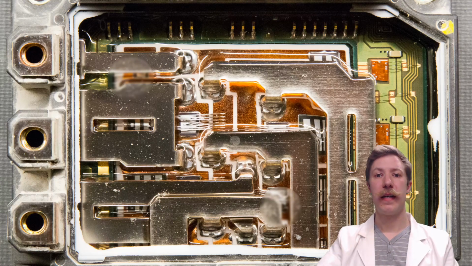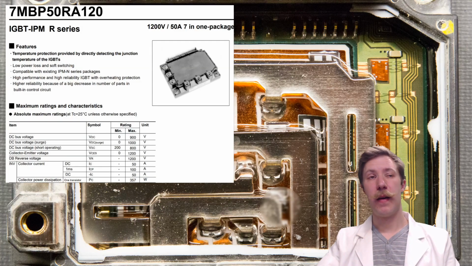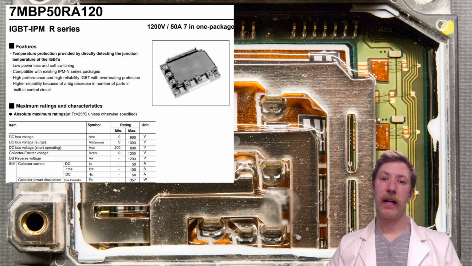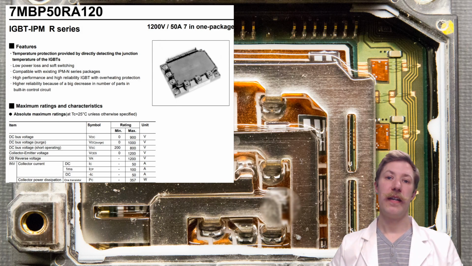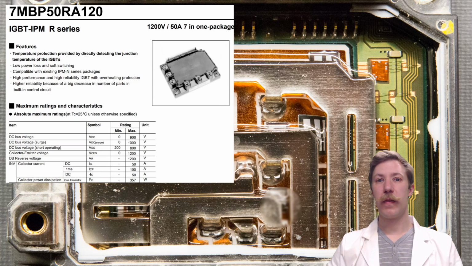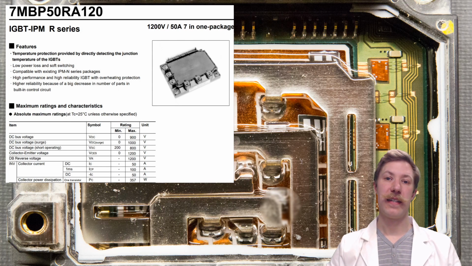Now today's topic is this 7MBP50RA120 IGBT three-phased full bridge brick, because when I opened this brick up in the teardown video of the 3 kW servo drive, it was quite surprising to see these large copper bus bars inside the brick. So we are doing a full teardown and analysis of this according to its datasheet and schematic.